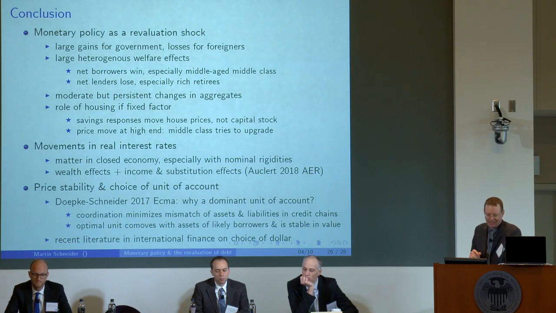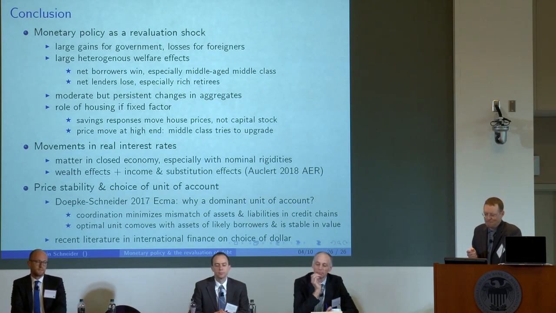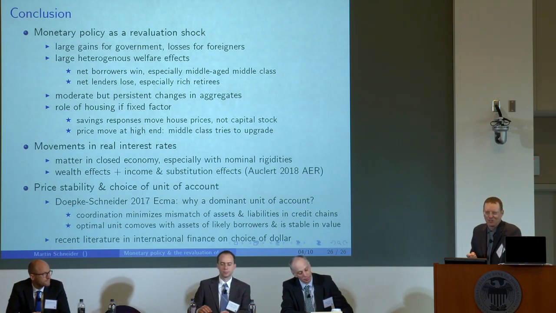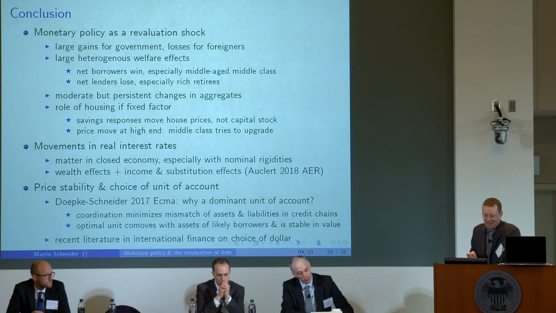And so just to summarize, I'm considering here monetary policy as a revaluation shock. Okay? So there's this increase in a higher inflation target. And that leads to large gains for the government and losses for foreigners. And it has large heterogeneous welfare effects. Net borrowers win, especially these middle-aged, middle-class people. And net lenders lose, especially the rich retirees. There are also moderate but persistent changes in aggregates, so a drop in output and consumption, because the responses to this redistribution shock do not cancel.